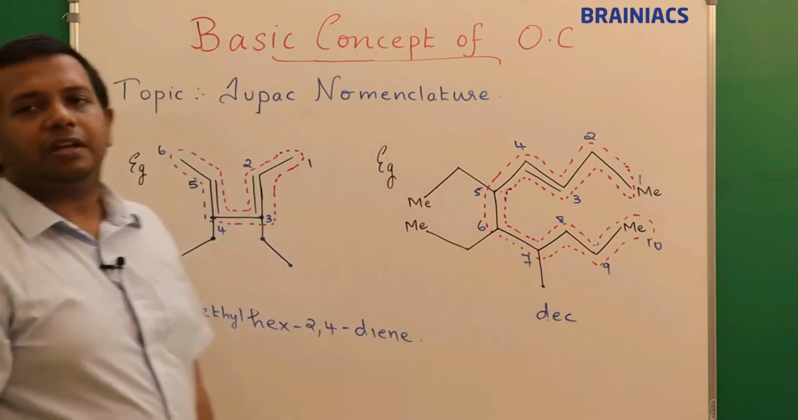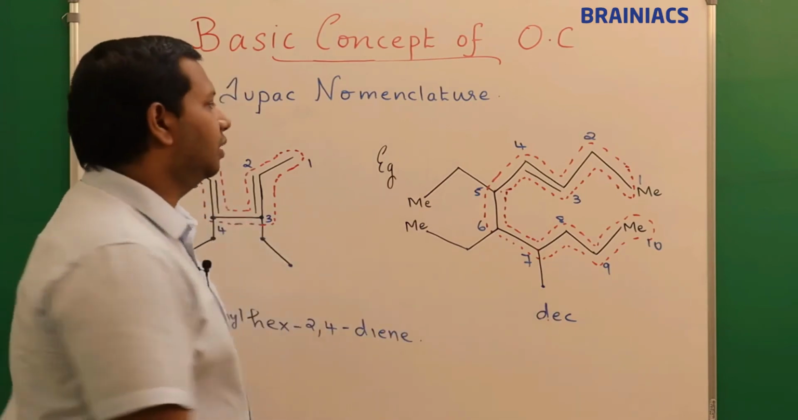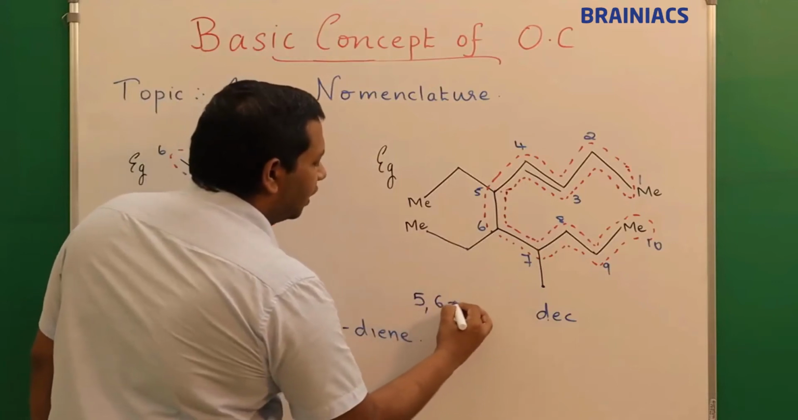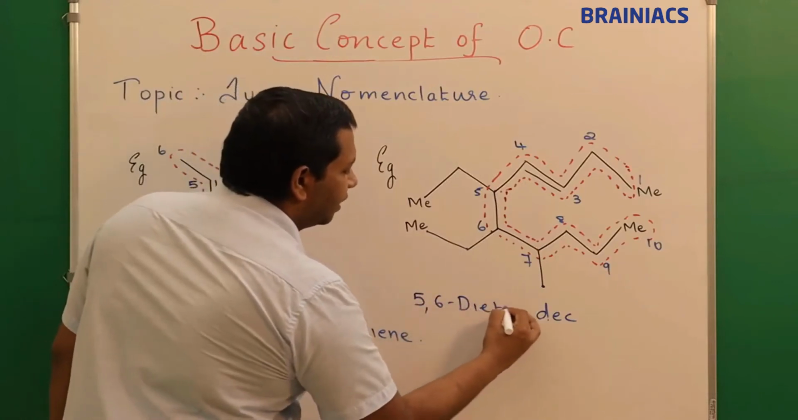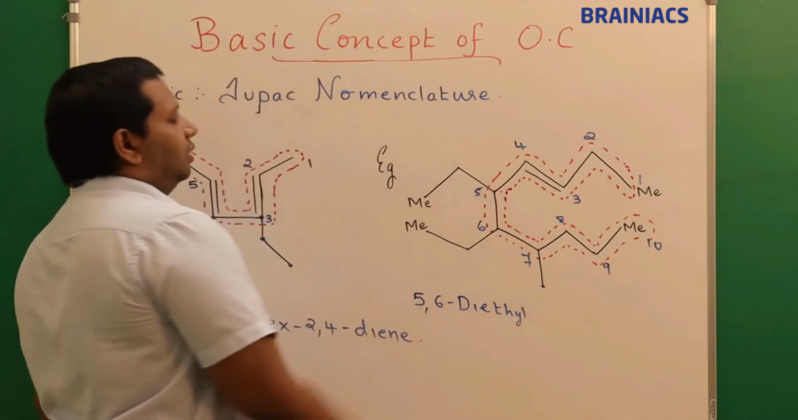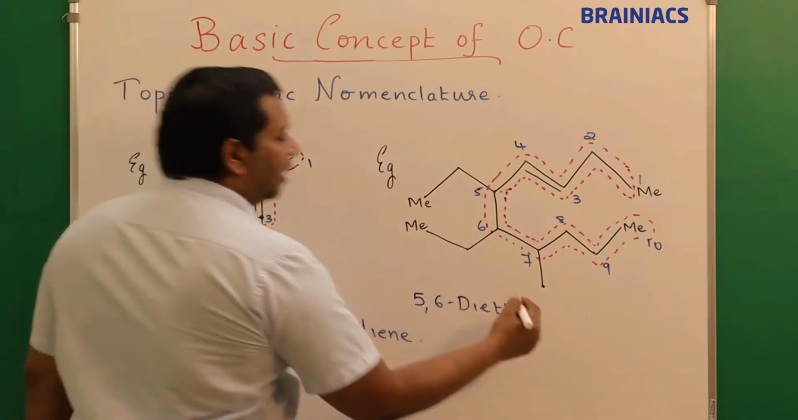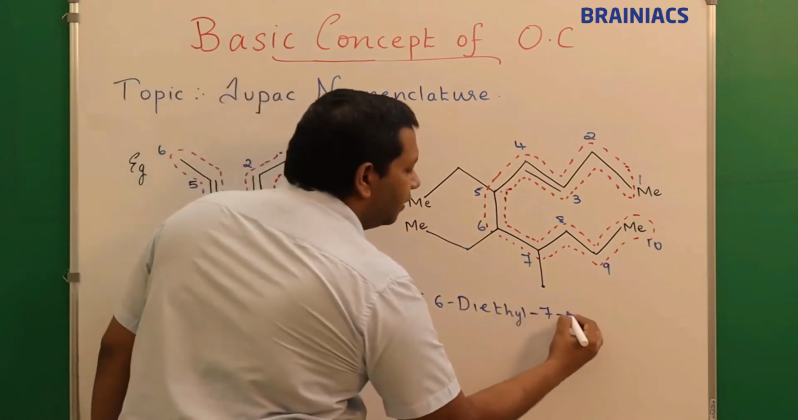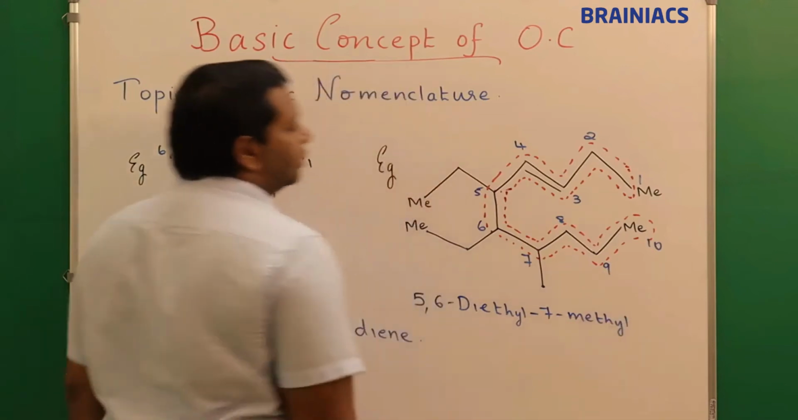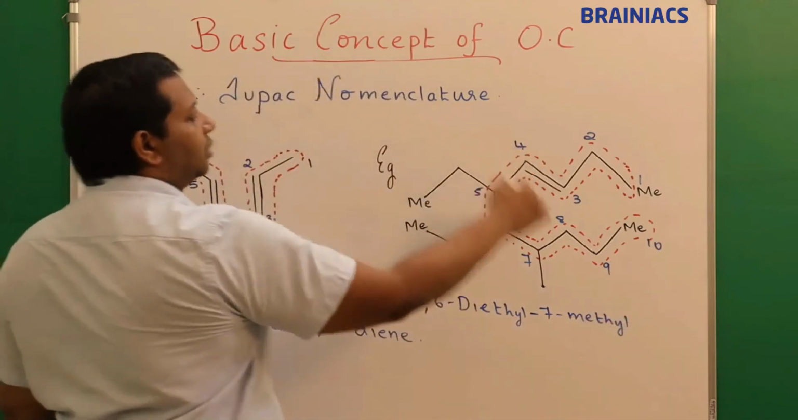By alphabetical order, first we should write ethyl. So we say 5,6 hyphen diethyl, then hyphen 7 hyphen methyl. Correct? Methyl, then word root dec.